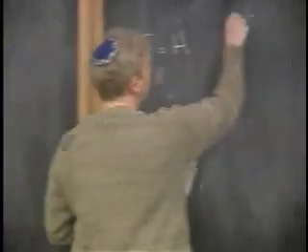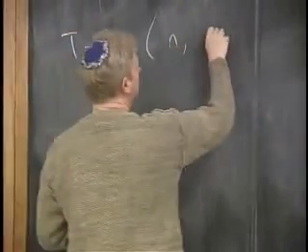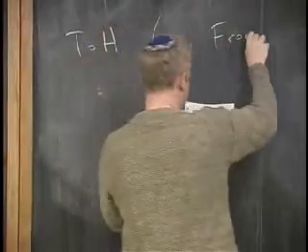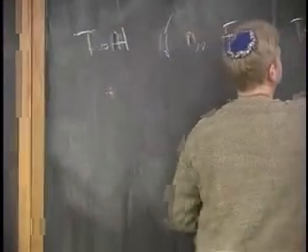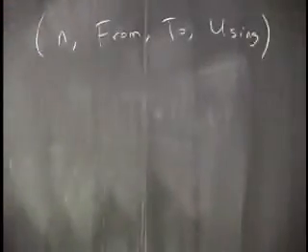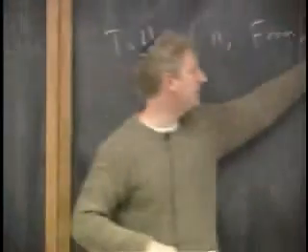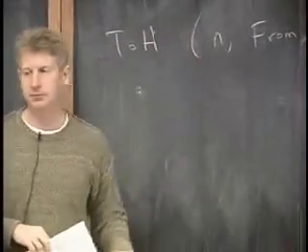So here's what it looks like. Towers of Hanoi, we'll call it TOH, N, from, to, using. Those are the 4 parameters. This stores the name of a peg, this stores the name of a peg, this stores the name of a peg. They're variables that store the name of pegs, A, B, or C.